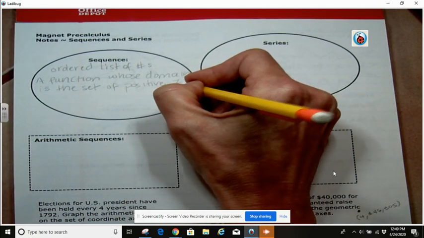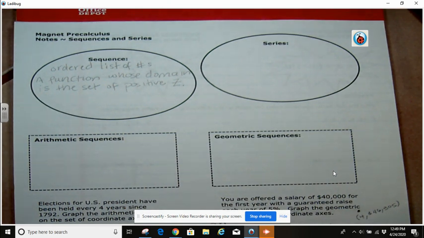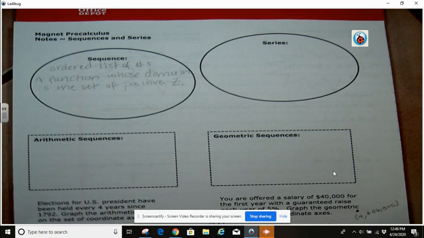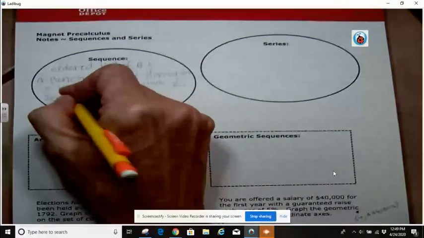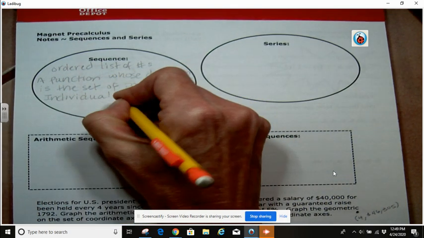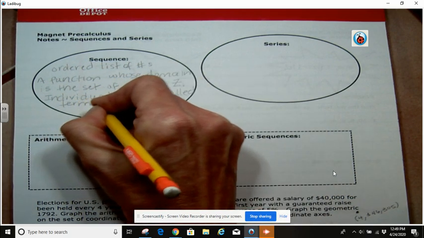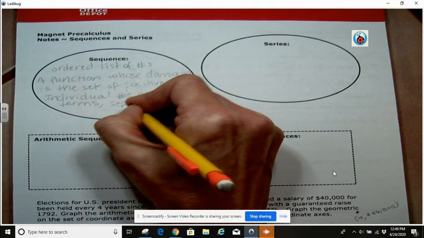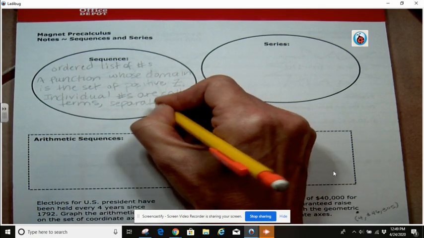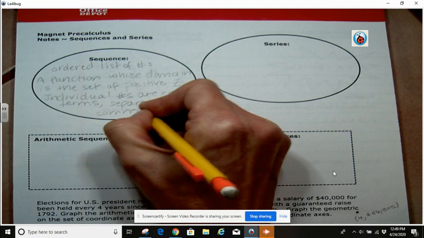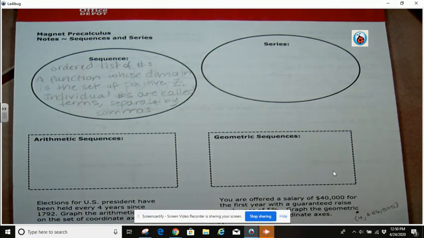I'm going to put Z there. Z, remember, is the symbol for integers. So basically, the domain is the terms that you have. You'd have a first term, a second term, a third term, etc. That's why it is the positive integers. Individual numbers are called terms, and we separate the terms with commas in a sequence. Just some notation.